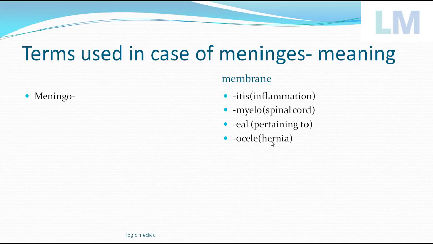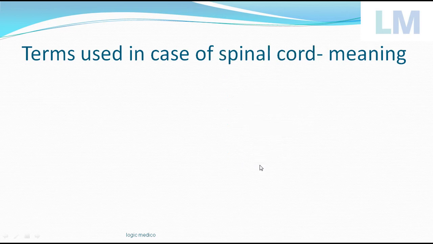Meningocele: hernia, an abnormal protrusion of the meninges either from the skull or from the vertebral column to the outside. It's bulging outside, and that's called a hernia. It's called meningocele. Meningioma: oma refers to tumor. A tumor of the meninges, the dura, arachnoid or pia mater, is called meningioma. So that is about the meninges, the coverings or membranes of the brain and spinal cord.